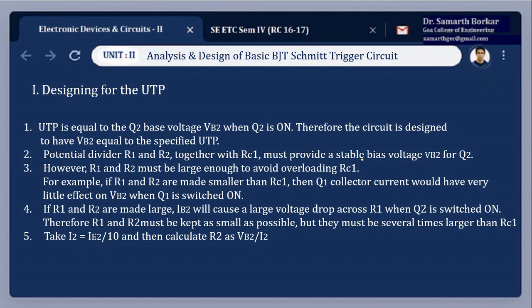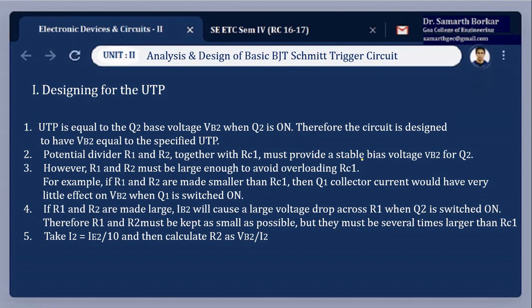Designing for the UTP. UTP stands for upper trigger point. So what is this UTP? UTP is equal to the Q2 base voltage VB2 when transistor Q2 is on. So therefore the circuit is designed to have VB2 equal to the specified UTP.